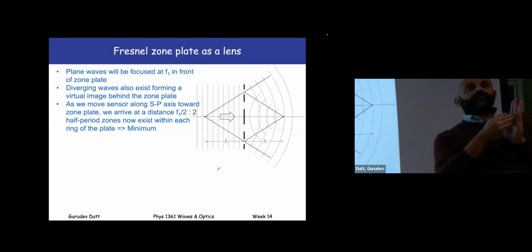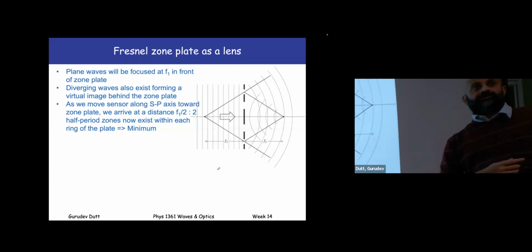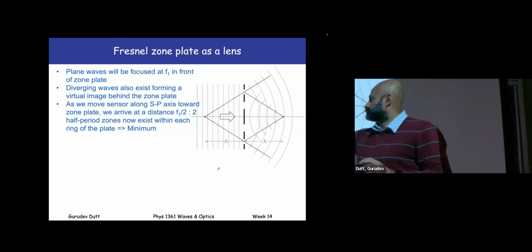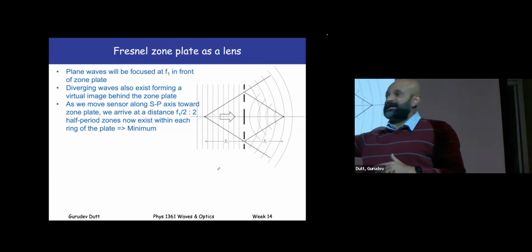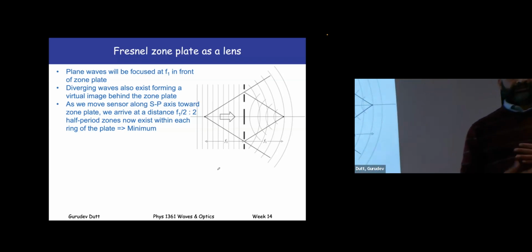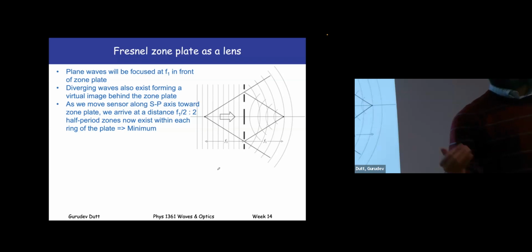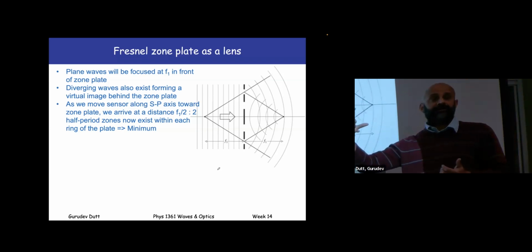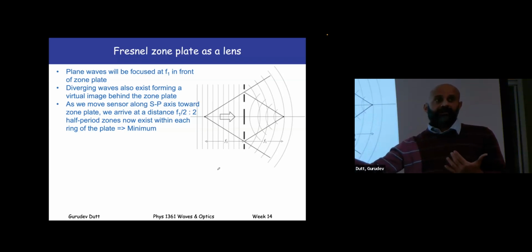But if I move a distance f1 over 2, now instead of seeing one Fresnel zone in that area, I'm going to see two. Okay, so this means that two half-period zones now exist within each ring of that plate, which means now I get a minimum because those two will cancel each other out. Okay, and similarly, if I went one more distance to f1 over 3, now I have three half-period zones. That's now a maximum again.